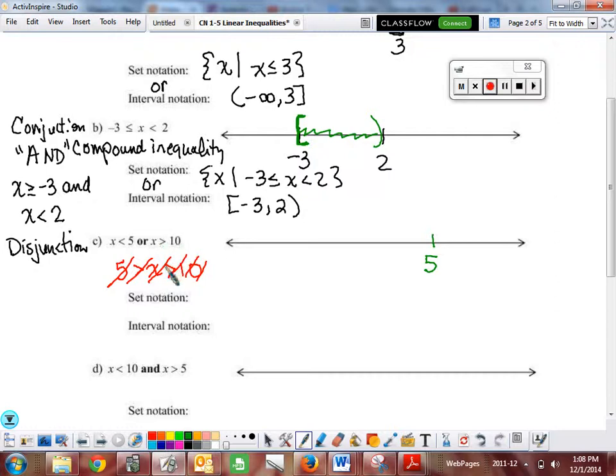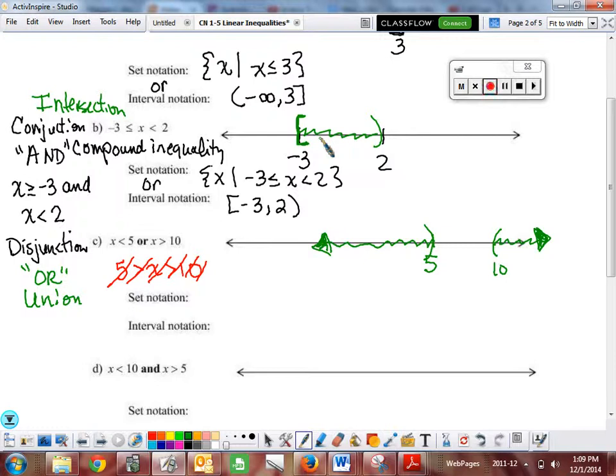What does OR mean when we do our sets? If AND is intersection, what's OR? Union. So union, remember, means we're just combining them together into one set. So we're basically taking everything less than 5 and shading that, and then everything greater than 10 and shading that. And do you see how the disjunction looks a lot different than the conjunction? Conjunction in between, disjunction goes out. Yes?